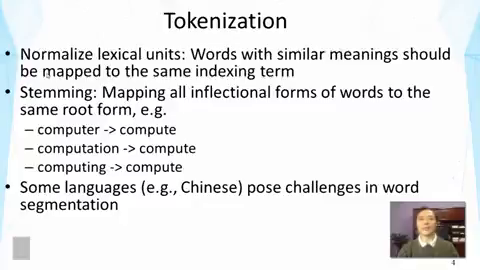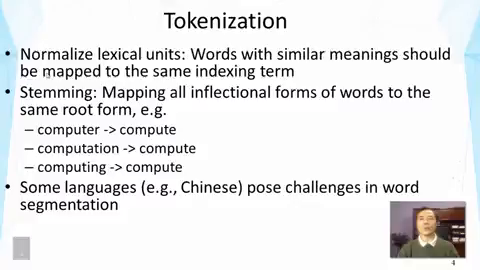Tokenization is to normalize lexical units into the same form so that semantically similar words can be matched with each other. Now, in a language like English, stemming is often used, and this is to map all the inflectional forms of words into the same root form. So, for example, computer, computation, and computing can all be matched to the root form compute. This way, all these different forms of computing can be matched with each other.